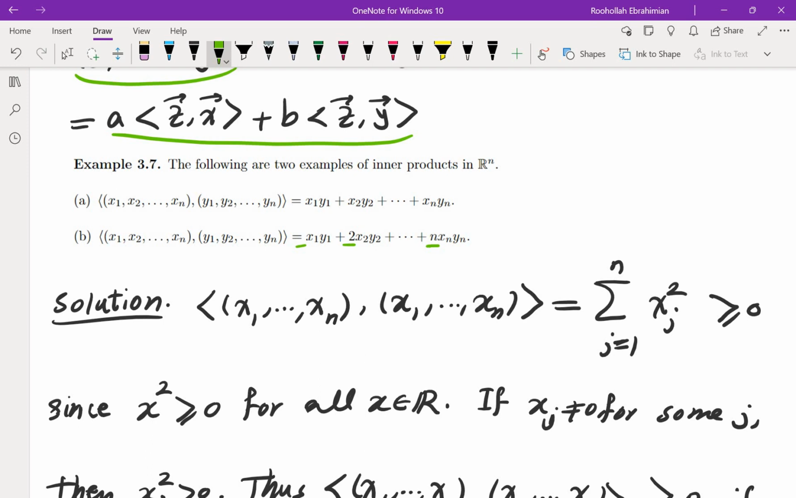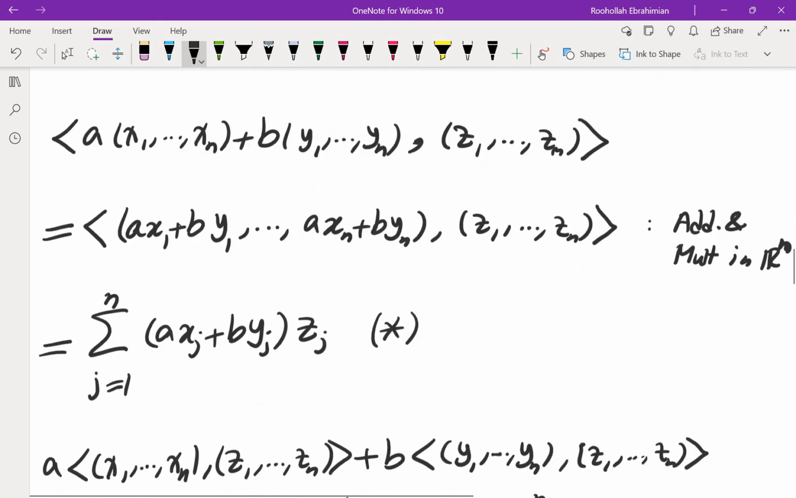Symmetry is also pretty similar. xi yi and yi xi are the same, so you have the symmetry. You also need linearity, and the linearity is also satisfied by a very similar argument. So this is also another inner product for Rn.